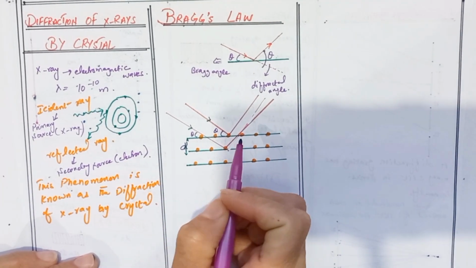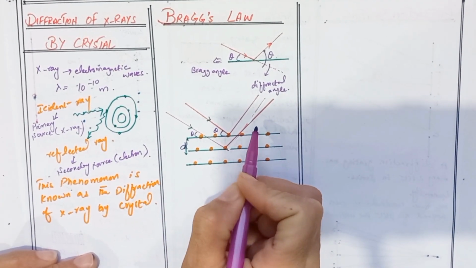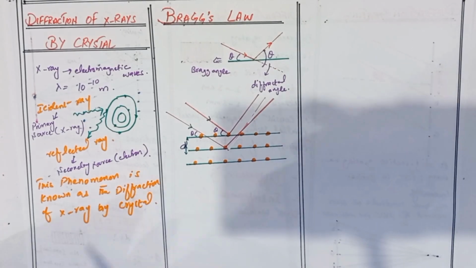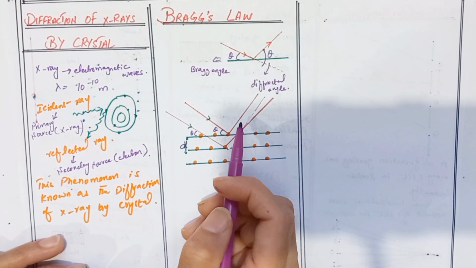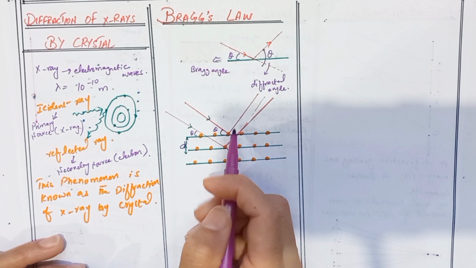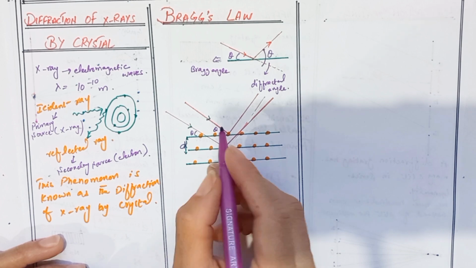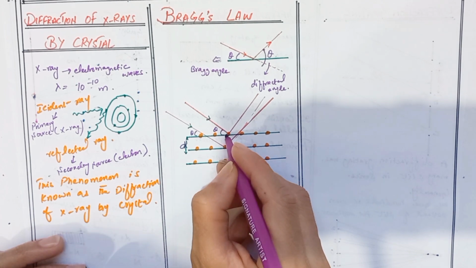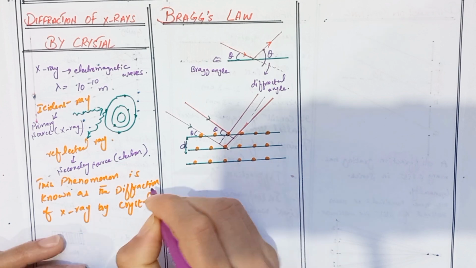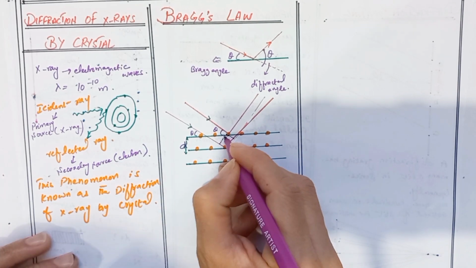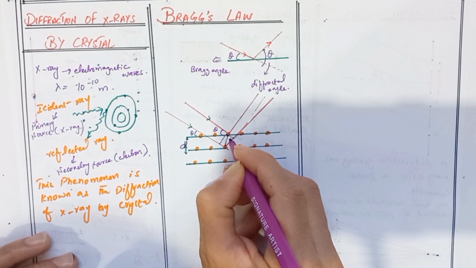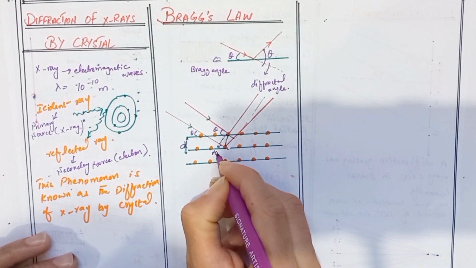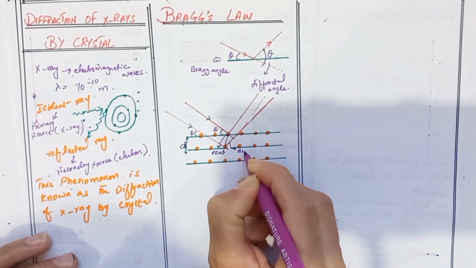When the X-rays are reflected in the same way, they produce an interference pattern. This interference can be constructive or destructive, depending upon the path difference between these two parallel beams. We draw a perpendicular from the first beam to the second beam, from the top to the lower point. This distance is d, so this distance becomes d sine theta, and this distance also becomes d sine theta.